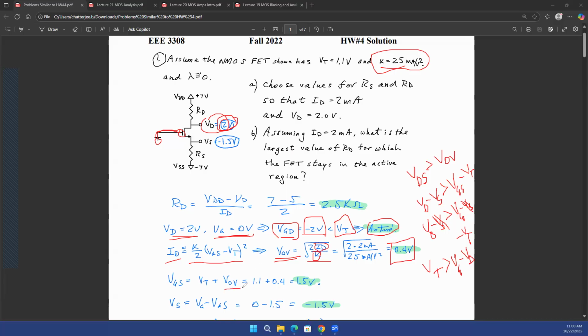So now you know your V overdrive, which is VGS minus VT. So VGS is VT plus V overdrive. And VT is given to be 1.1 volt, that's your threshold voltage. So 1.1 volt plus 0.4 volt, that is 1.5 volt, that's your VGS. Of course, your VGS is higher than your VT. That is the reason why the transistor is on, and you have already found out the transistor is on in the active or in the saturation region.